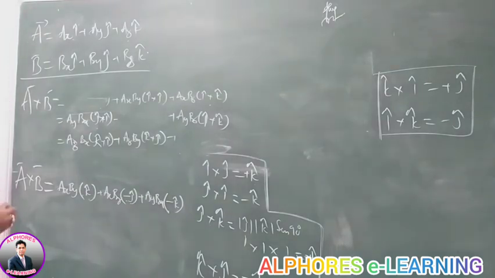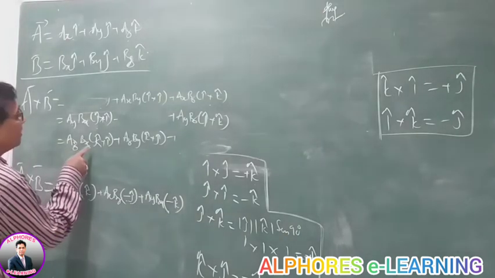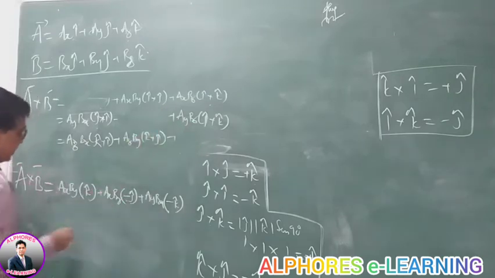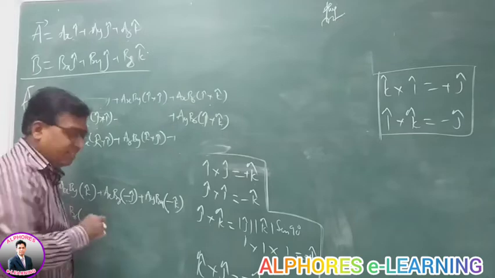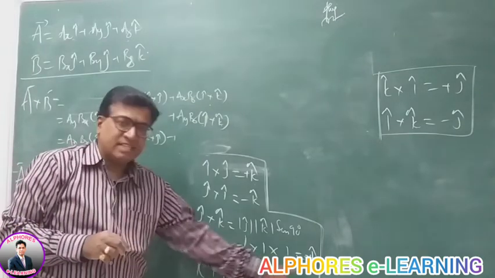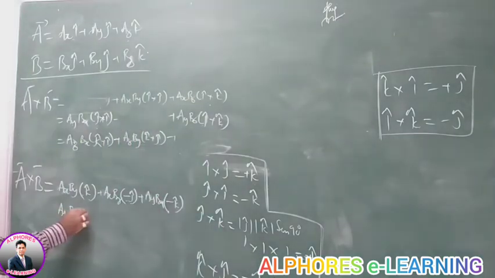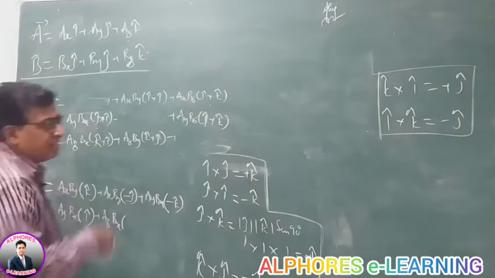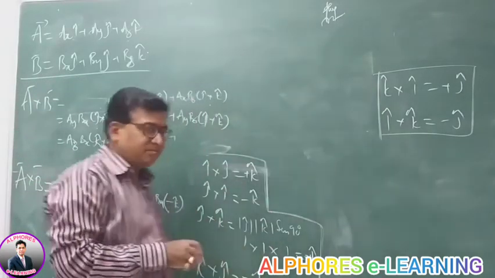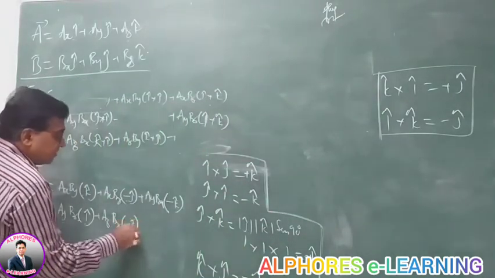Next, for the next term: ay bz, so it's ay bz times j cross k. Well, j cross k I have got as i, so this is i. Plus az bx times k cross i. K cross i is plus j, so this is plus j.